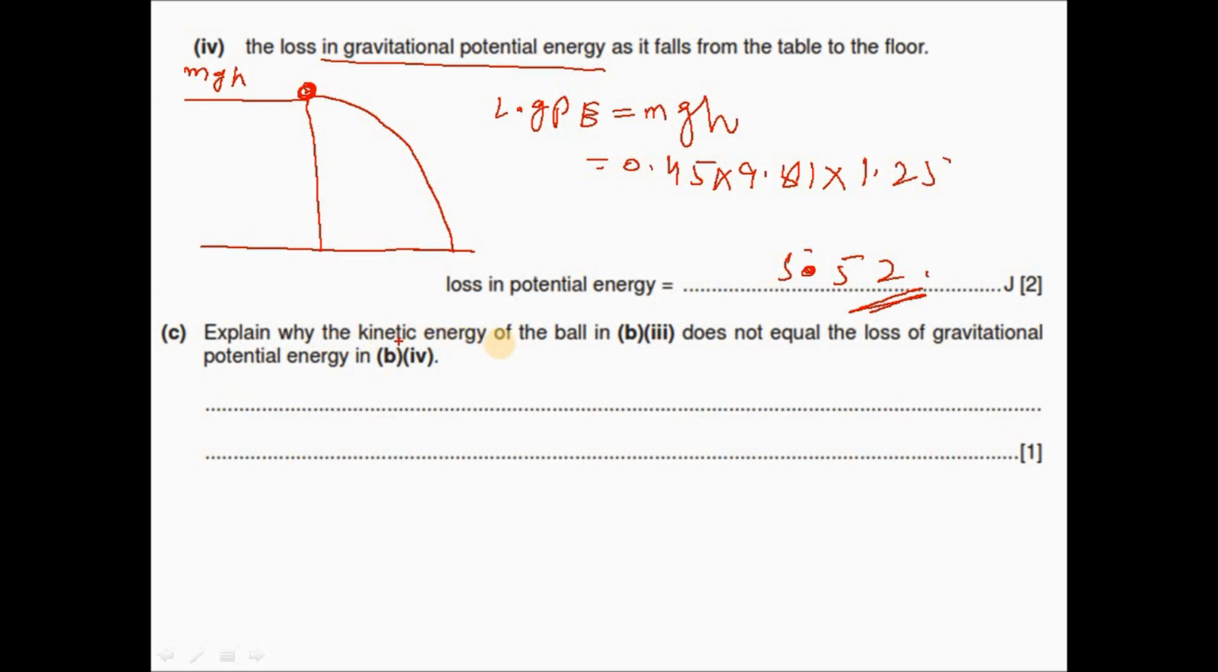C part, explain why the kinetic energy of the ball in B3 does not equal the loss of gravitational potential energy in B4. If you recall the kinetic energy that we calculated in B3, when the ball hit the ground, it was 7.57 joule. Clearly it is greater than the loss of gravitational potential energy, and the reason is, before falling, the ball was moving on the table. That means the ball already has some initial kinetic energy. That's why the kinetic energy when it hits has a greater value than the loss of gravitational potential energy.